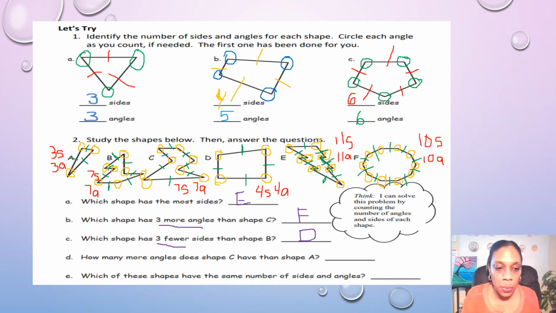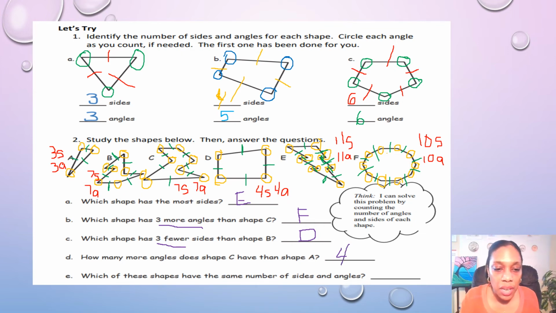Let's look at the next one. How many more angles does C have than A? Well, C has 7 and A has 3. So if I want to find out how many more, I would say 7 minus 3, and that would be 4. So my answer is 4.